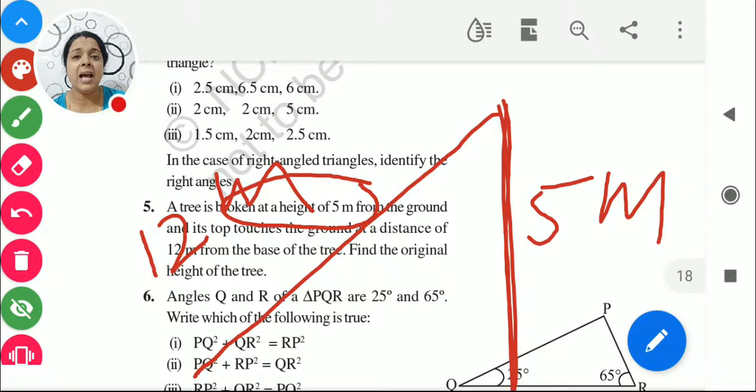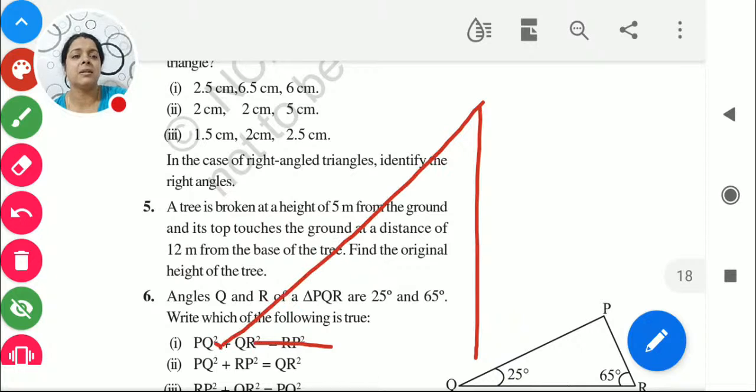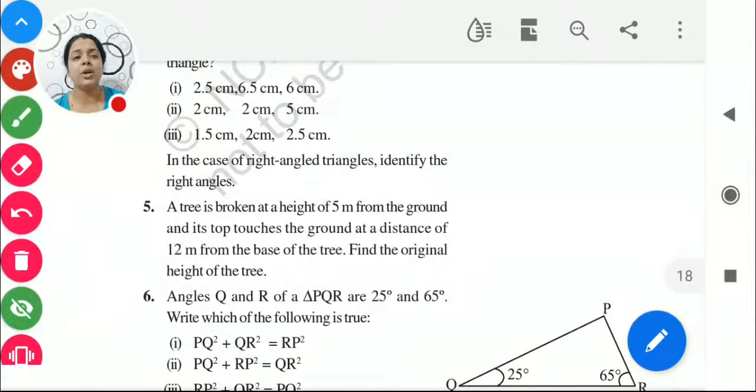Find the original height of the tree. So how can you find the original height? That comes a question. The question says a tree is broken at a height of 5 meter from the ground, and its top touches the ground like this. So you have to find out the original height.